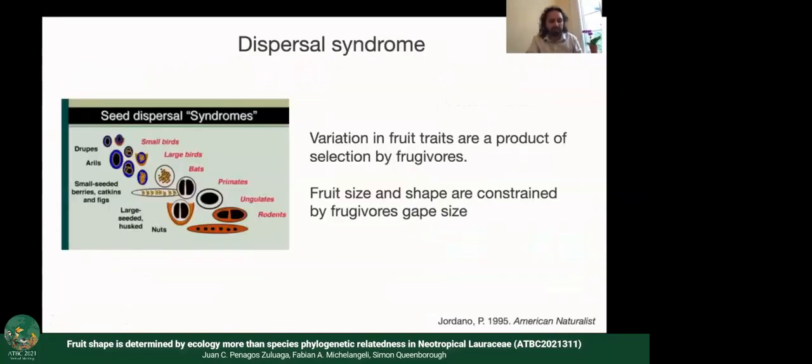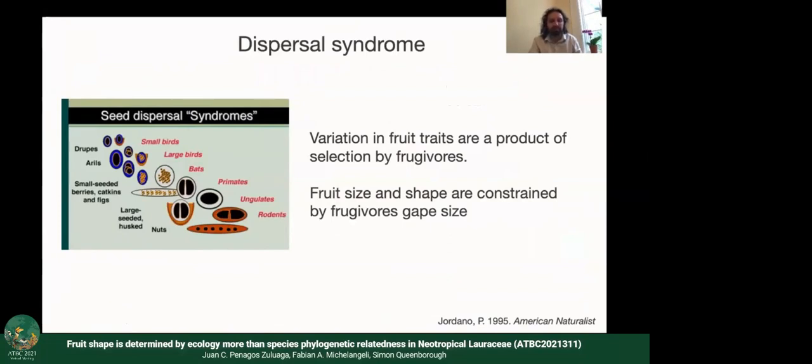As we well know, individual plants don't move. And to overcome this limitation, plants relied on dispersing seeds far from the mother tree. In plants dispersed by animals, fruit traits are a product of selection by frugivores to facilitate dispersion.